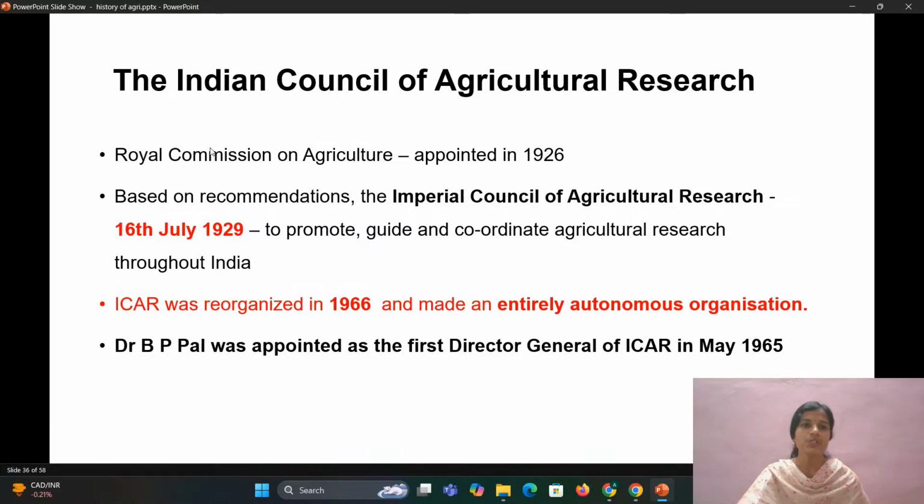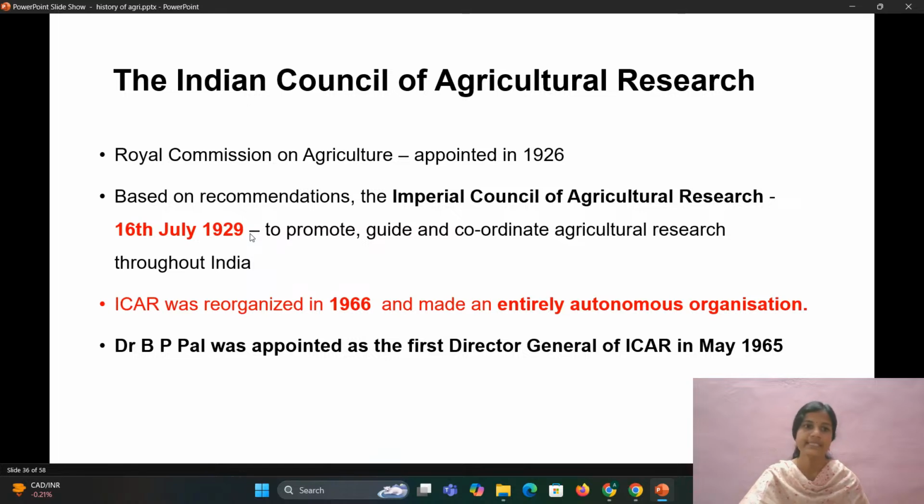This Indian Council of Agriculture Research was established based on the recommendation of the Royal Commission on Agriculture, which was appointed in the year 1926. They submitted their report in 1928. So based on the recommendations of the Royal Commission on Agriculture, the Imperial Council of Agriculture Research, because India was under colonial rule, was established on 16th July 1929.